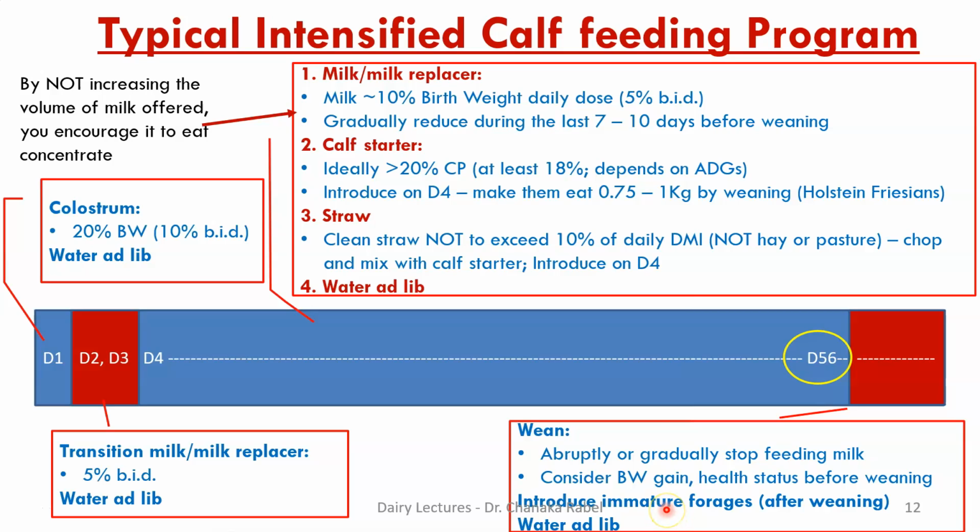So we introduce immature forages, fresh or hay, after weaning. So that happens after weaning, this phase, not at weaning. And of course, water ad libitum, don't forget that, during all stages. So like I said before, if you practice everything on this slide properly, you will have fantastic returns from the calf, provided you maintain all the health and housing aspects well. As far as feeding goes, this is all you need to know.